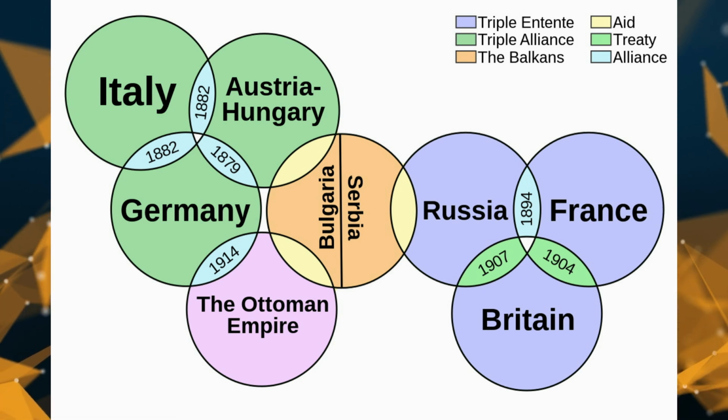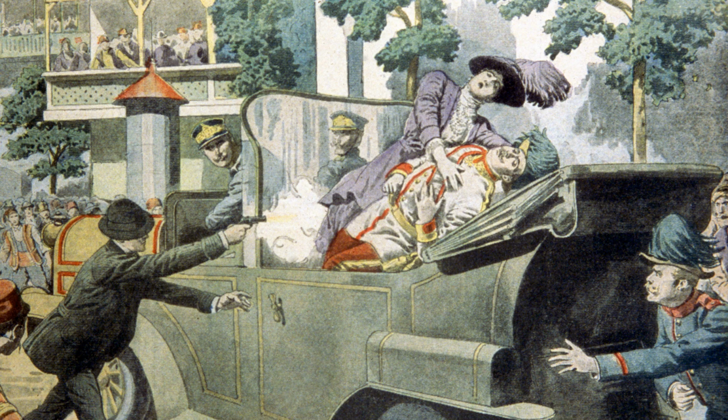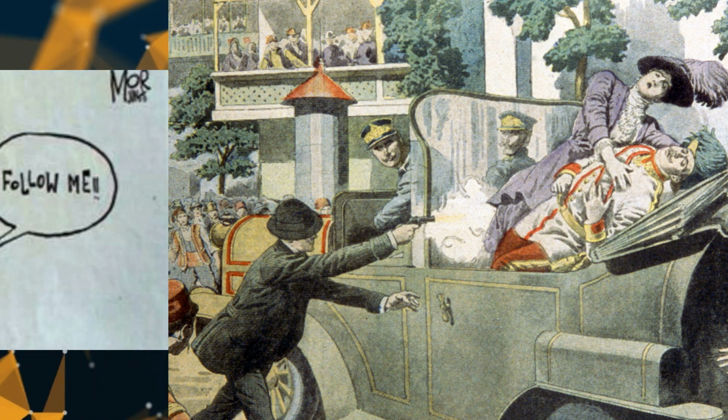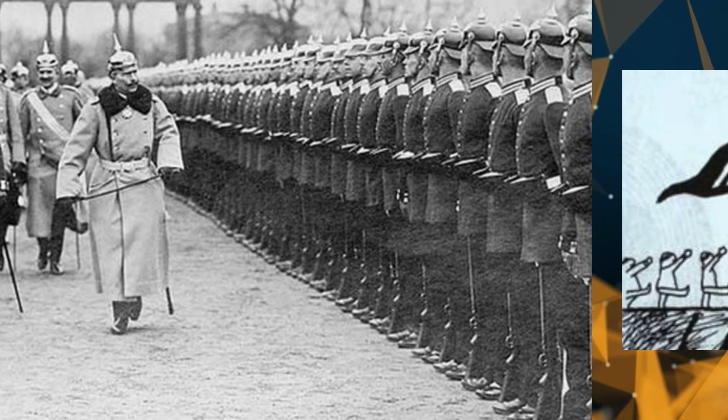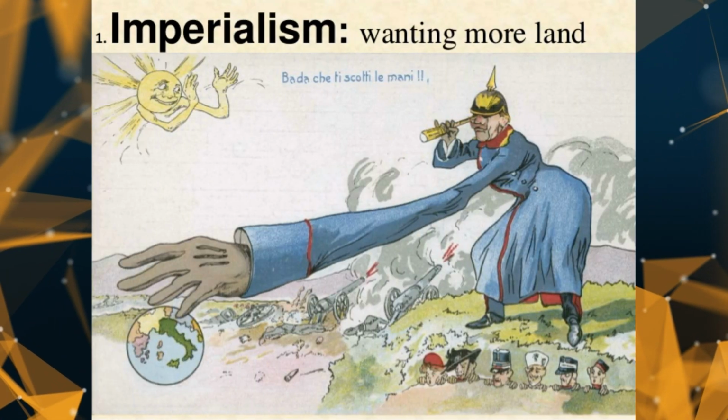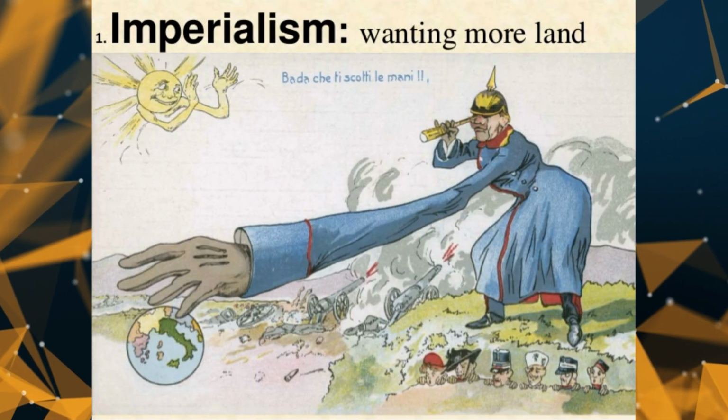Additional points to consider. Long-term causes. While the assassination was the immediate trigger, deeper tensions had been building for years. These included nationalism, militarism, imperialism, and competition between European powers.